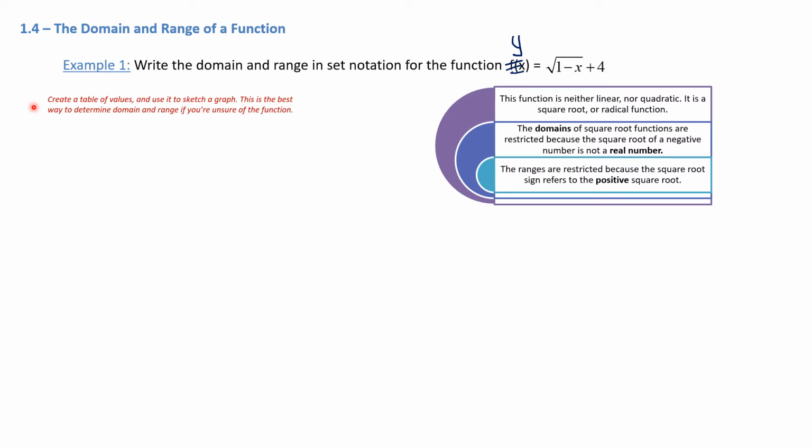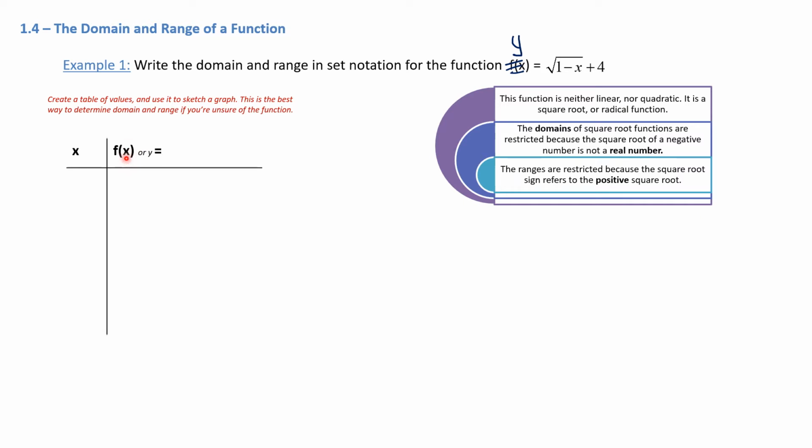So to find the domain and range, we're going to create a table of values and use it to sketch a graph. This is the best way to determine domain and range if you're unsure of the functions. Even with the quadratic, the parabola that we just did, I did a sketch of it just to be sure of the range. But once you have a good understanding of quadratics, you don't need to graph them all the time to get the domain and range. You should know from the vertex and the direction of the opening. But this is new. So we're going to start with a table of values here.